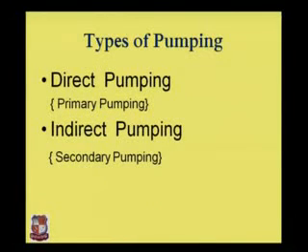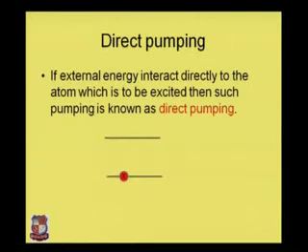There are two types of pumping. One is direct pumping and the second one is indirect pumping. Direct pumping is also known as primary pumping, and indirect pumping is known as secondary pumping. In direct pumping, if the external energy which is used to excite your electron interacts directly with the atom which is to be excited, then such pumping is known as direct pumping.